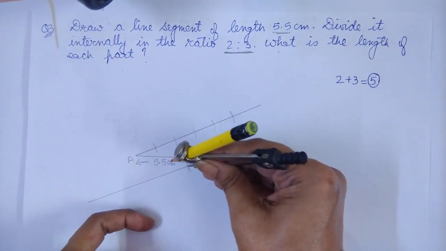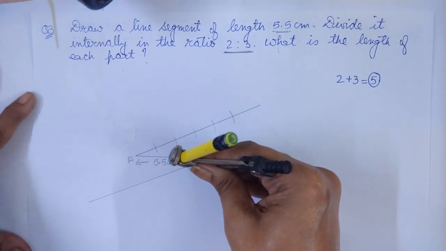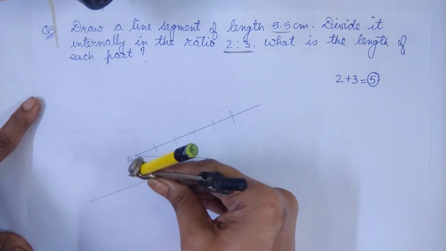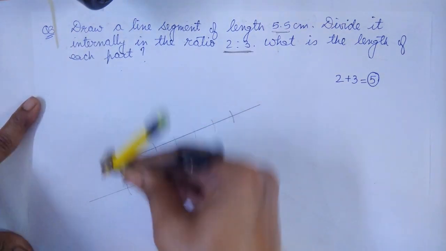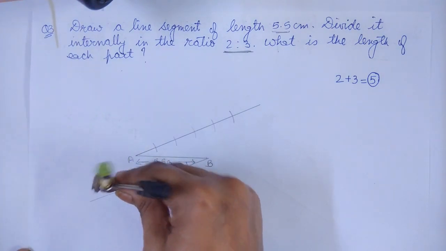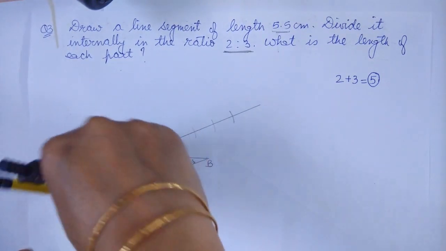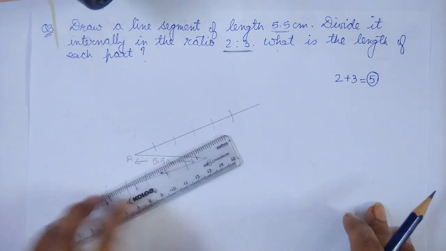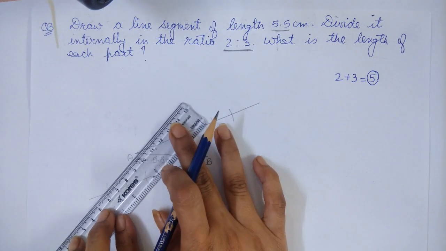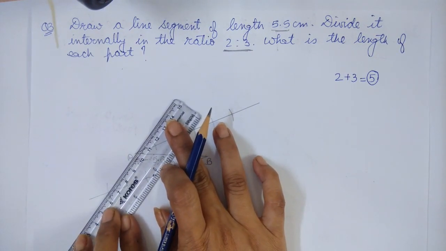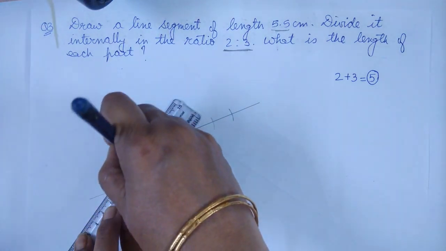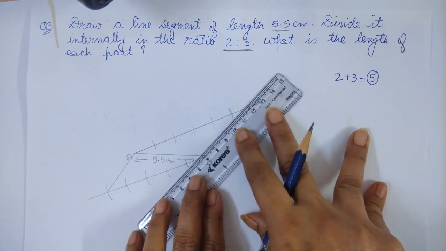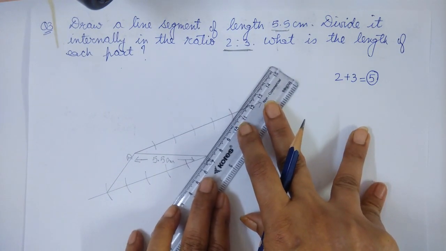But what you have to remember, that you have to keep the measurement as same. Don't change the measurement, otherwise the whole question will become wrong. 1, 2, 3, 4 and 5 with the same measurement. Now, next step, join A with the last division as we did in question 1 and 2. All these things with the pencil only. Same way join B with the last division.